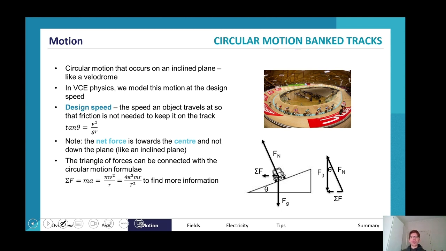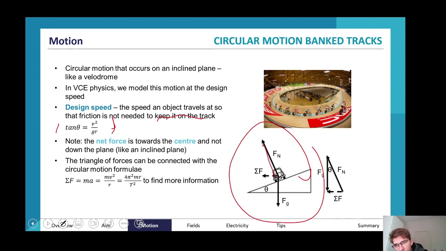Now, obviously, this is banked tracks, which is different from inclined planes, right? This is another form of circular motion, and here is where we talk about the design speed, which is basically the speed that an object travels at so that friction is not needed to keep it on the track. The only formula that you need to know is this, and you will be asked to find the design speed by rearranging the formula, and you will also be asked by Vika to draw a graph, right?